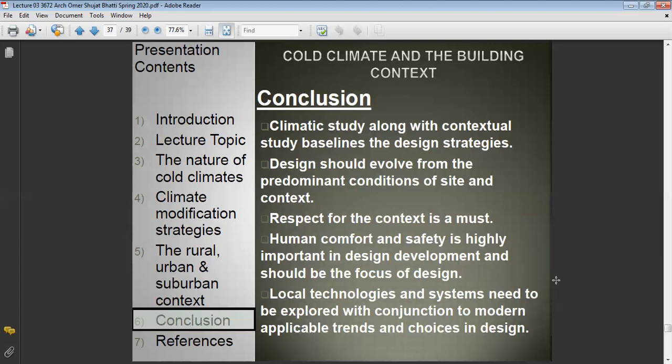And local technologies and systems need to be explored in conjunction with modern applicable trends and choices in design. That means you have to think globally, but act locally, so that technological advancements which might be happening in other parts of the world can be seen, but how they are going to relate to and be applicable to our context, and which technologies are available in the local context, have to be explored to ensure that they are going to have better outcomes and outputs for the projects happening within our context.